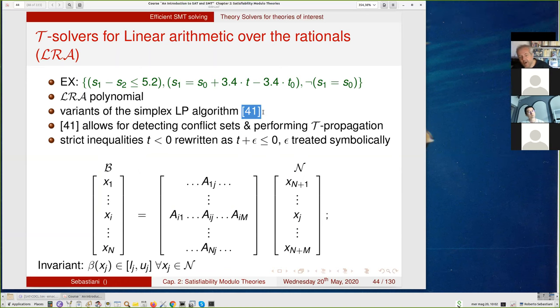Interestingly, originally the simplex was not considered for solving, it was considered for optimization, but fortunately I think in 2006 Dutertre and de Moura came up with a very nice variation of the simplex, which was completely incremental and backtrackable, which was able to find the conflict sets, and was also able to perform theory deduction, to detect new atoms. I leave this for the literature because this is quite complex to describe.